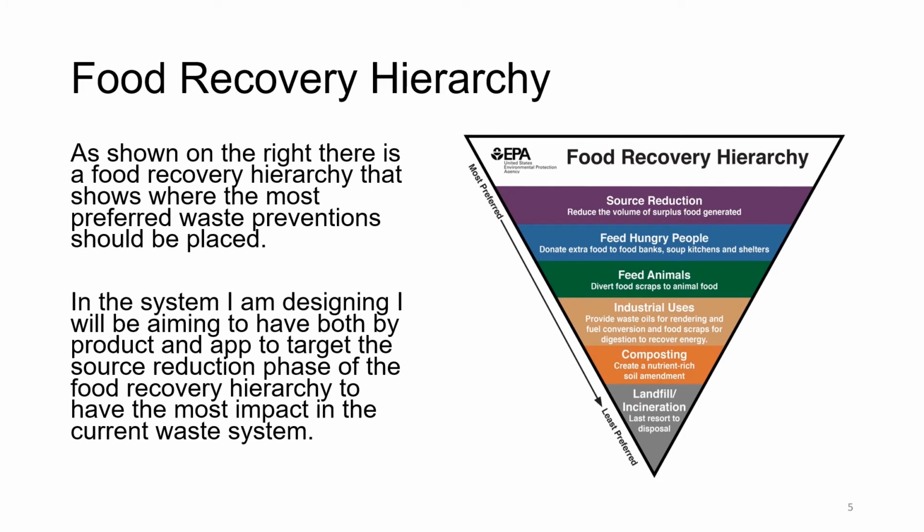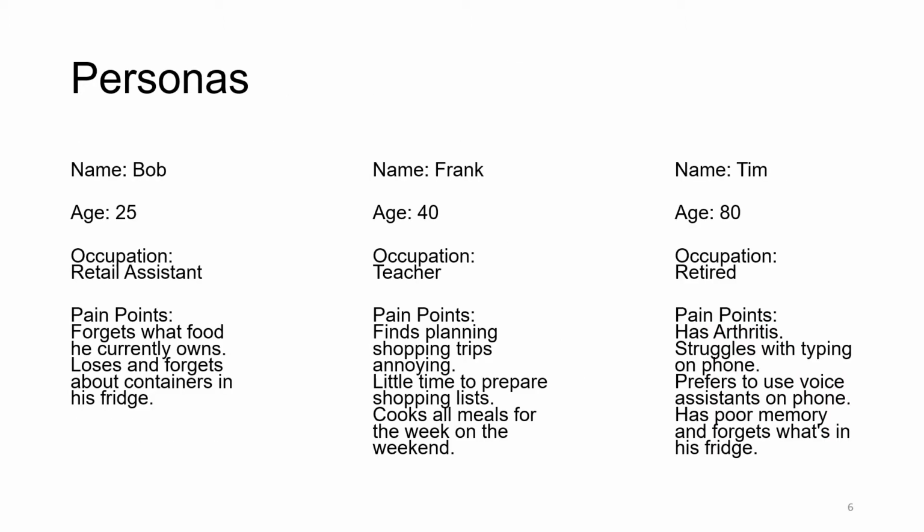Food recovery hierarchy. The image shown on the right shows the most preferred to the least preferred systems implemented to reduce food waste. My system will aim to focus on the source reduction stage, which is the most preferred system in the food recovery hierarchy. Here's some personas.